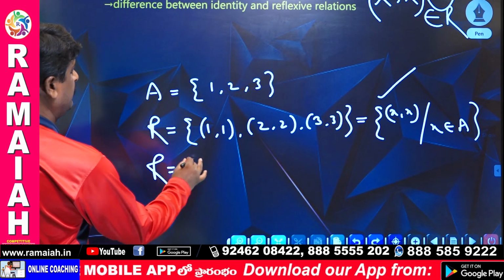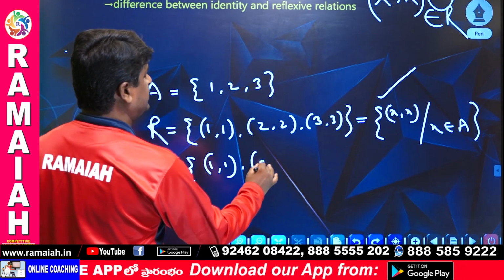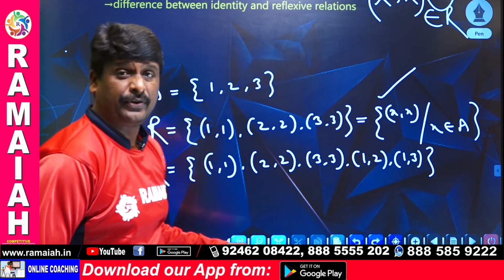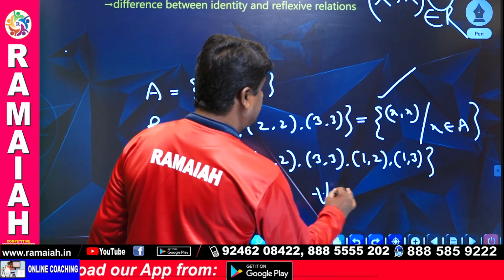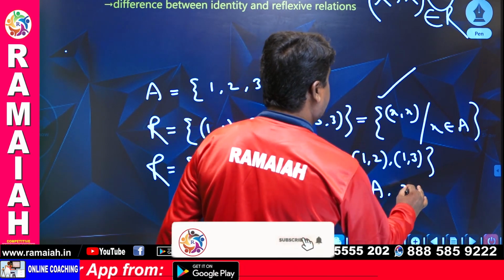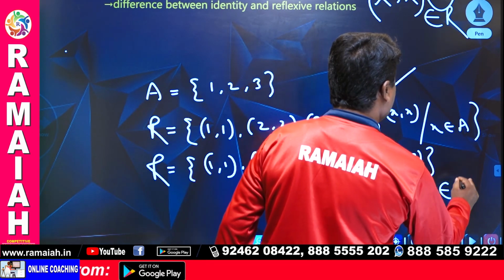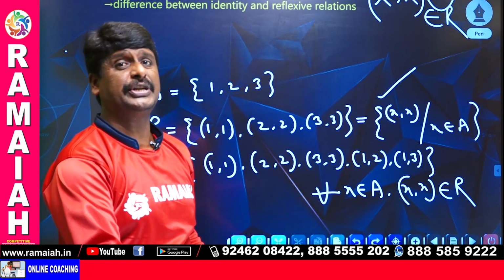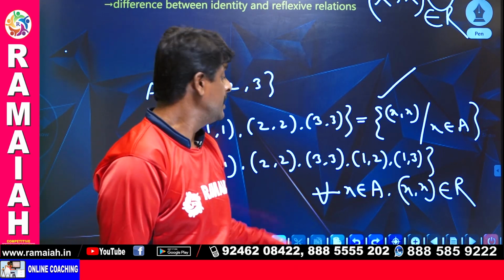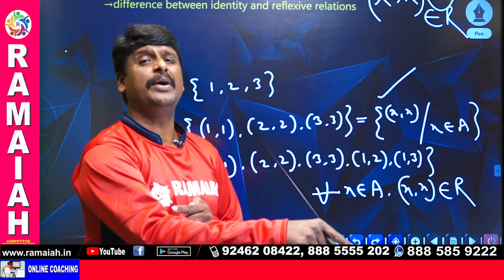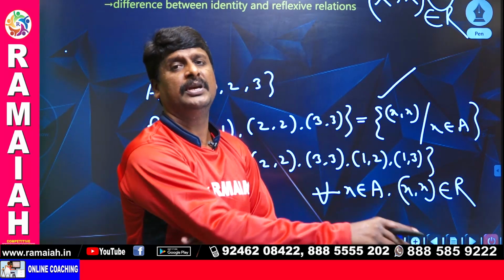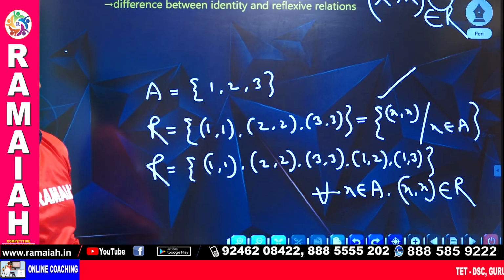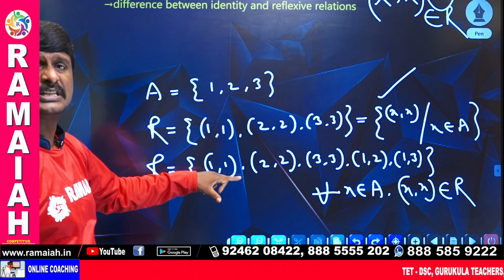But for a reflexive relation, whichever the relation, these three elements must belong to it. This is a reflexive relation, so it is satisfying the condition: for all x belongs to A, (x, x) belongs to R. Okay. Here, each and every element in the relation should be in the form (x, x). But here, an element of the form (x, x) should belong to R. There is a lot of difference between these two. But there is a relation between them: every identity relation is reflexive.